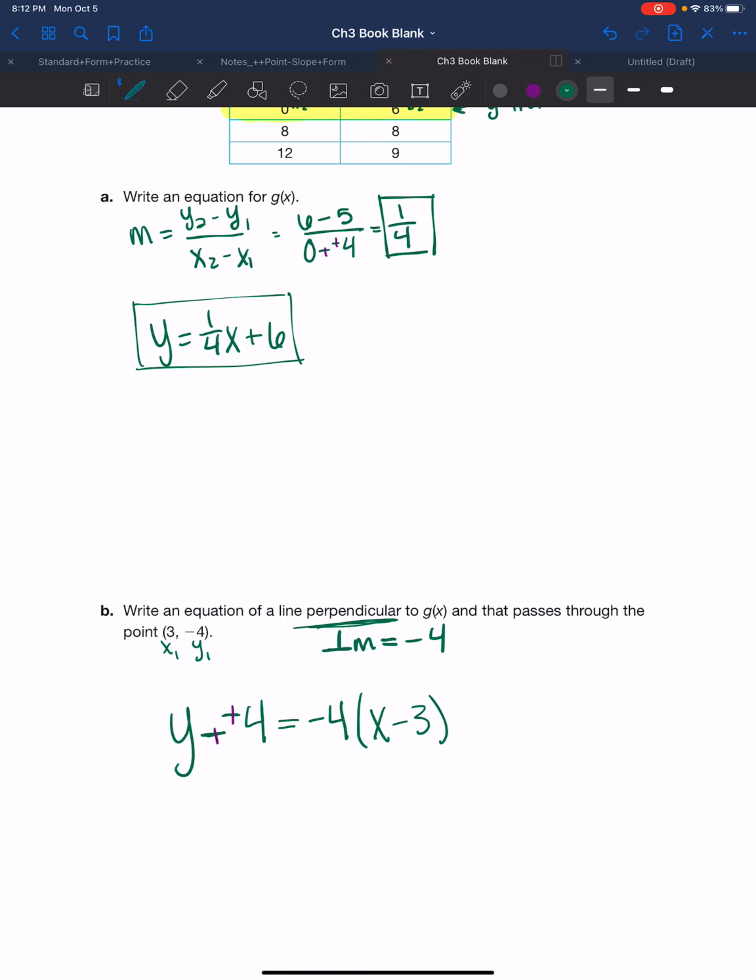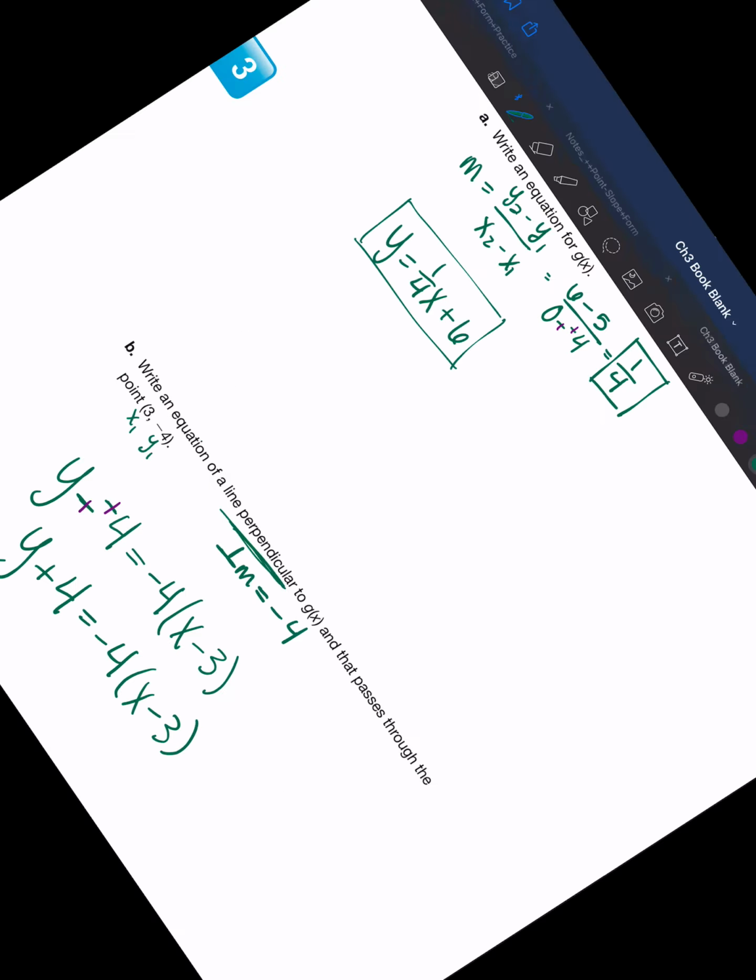So just to kind of clean that up a little bit, let's go ahead and just write that as y plus 4 equals negative 4 times x minus 3. So that's what the perpendicular equation would look like. And then eventually we will solve for y and actually be able to graph all of these and all that good stuff.